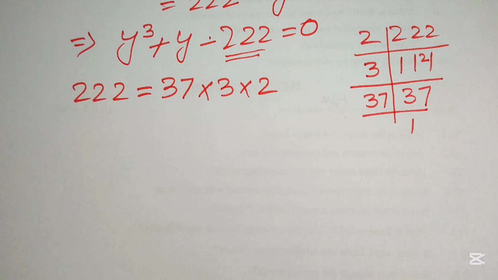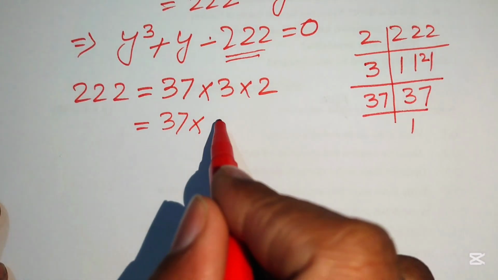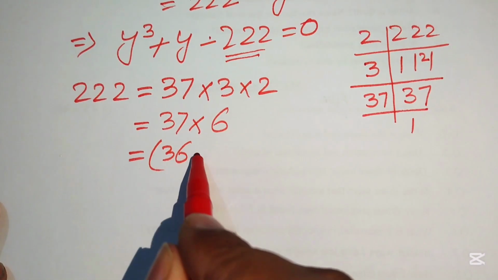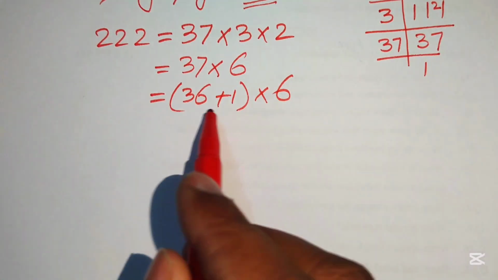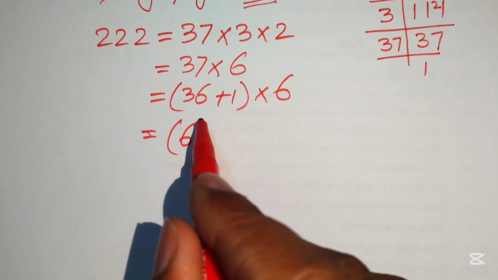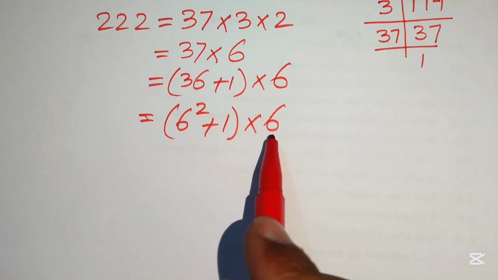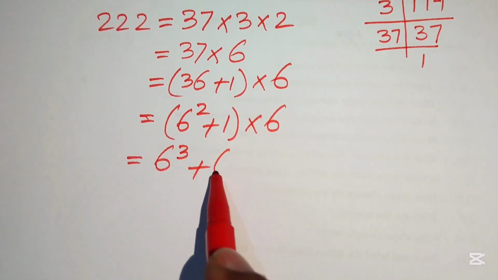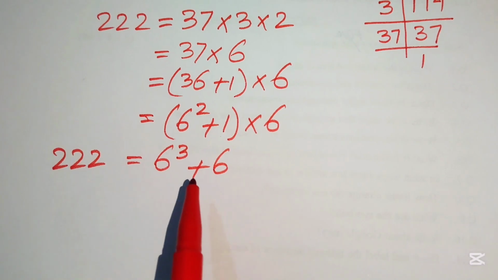After that, we multiply 3 times 2 and it becomes 6. And here we break this 37 as 36 + 1, multiplied by 6. So now we write 36 as 6 squared, plus 1, multiplied by 6. And now we multiply this 6 on both of these terms. It will be written as 6 cubed + 6. So it means that our 222 should be written as 6 cubed + 6.